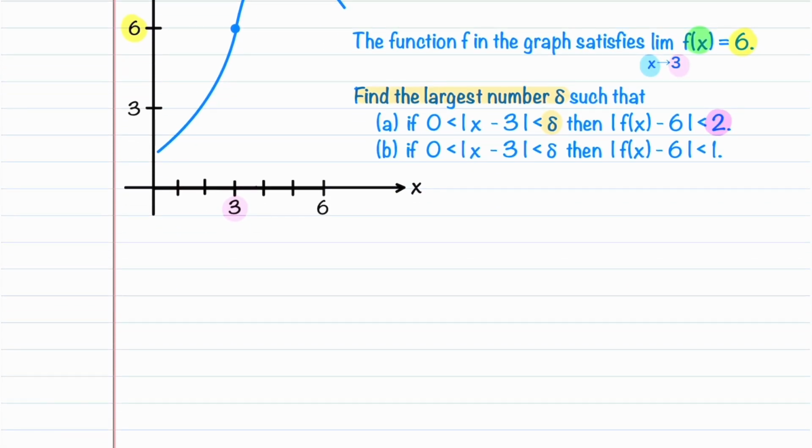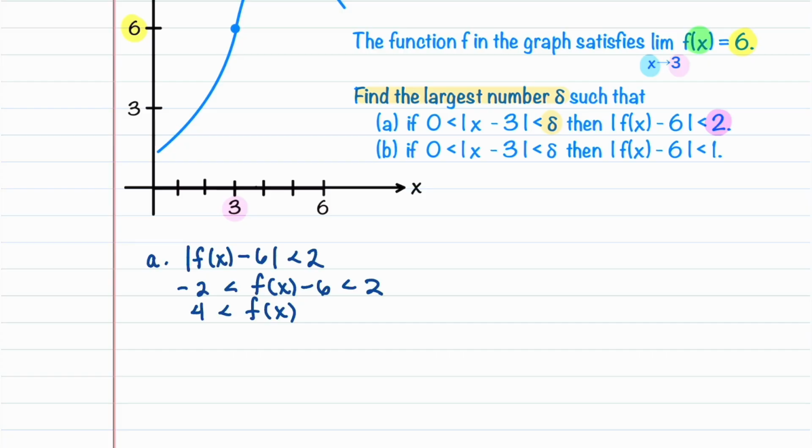To find delta in part A, we are going to begin with the then part of the statement. Our then part says that the absolute value of f of x minus 6 is less than 2. Let's get rid of the absolute value and write this as minus 2 is less than f of x minus 6 is less than 2. Let's add 6 to all three pieces, and we end up with 4 is less than f of x is less than 2 plus 6, which is 8.